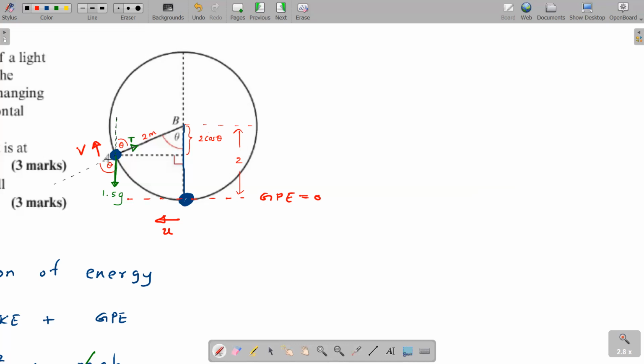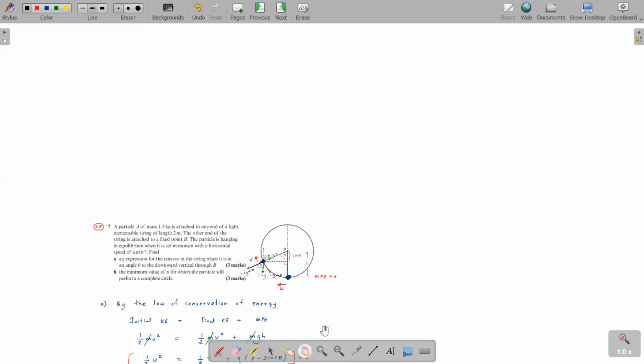So I can resolve 1.5 g in this way. I get 1.5 g cos theta directed away from the center, because I need to have the forces resolved towards the center and away from the center. 1.5 g sin theta is not required, because we are only concerned with F equals MA towards the center. Towards the center we have the tension, and 1.5 g cos theta is in the center direction, but away from the center. So this is all you require.